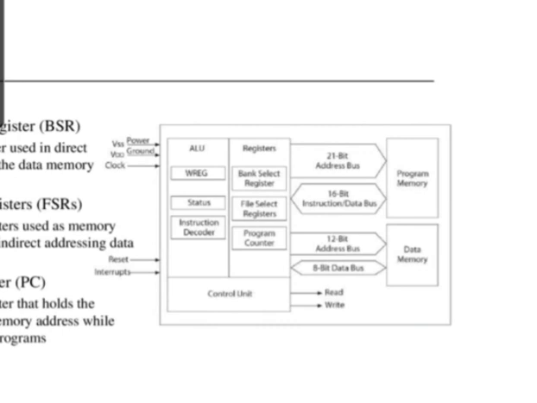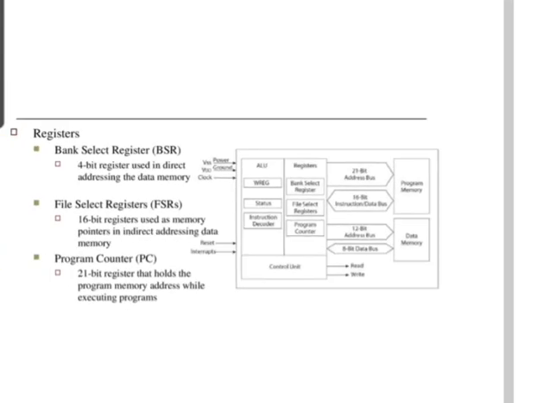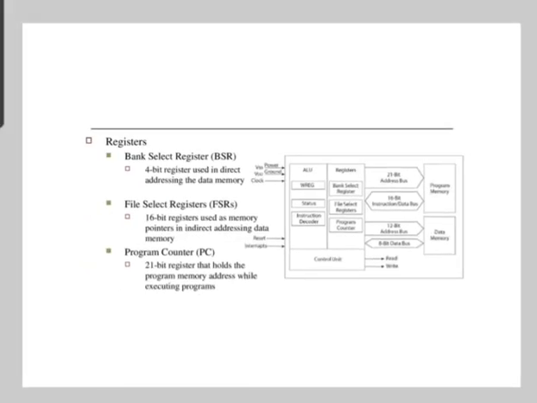So the diagram shown here consists of the 21-bit address bus, 16-bit instruction or data bus, 12-bit address bus, and 8-bit data bus. It consists of the control unit, which has read and write lines. It also consists of the program memory and the data memory. It has the ALU, that is the arithmetic logic unit, and the registers.